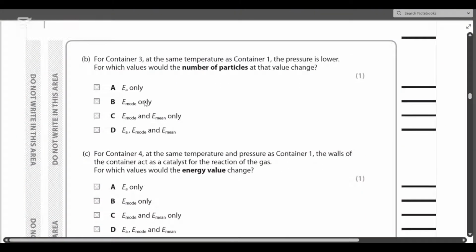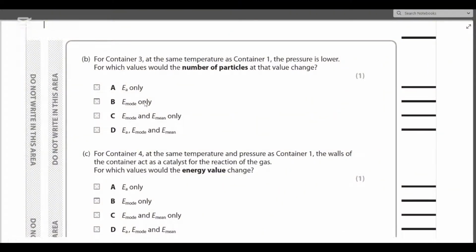Again, for container 3 at the same temperature, the pressure is lower now. For which value did the number of particles at that value change? Since the pressure is lower, the number of particles is going to decrease for 3 of the values. You can see a lower fraction of molecules are going to possess the activation energy. A lower fraction is going to possess the mean kinetic energy as well. So 3 of them, basically, D.